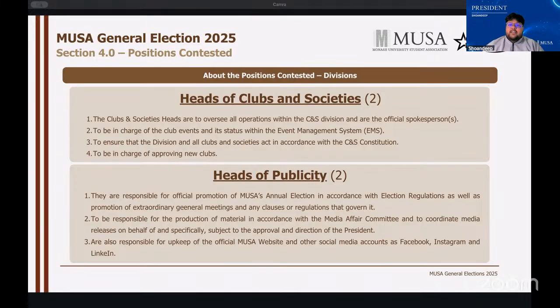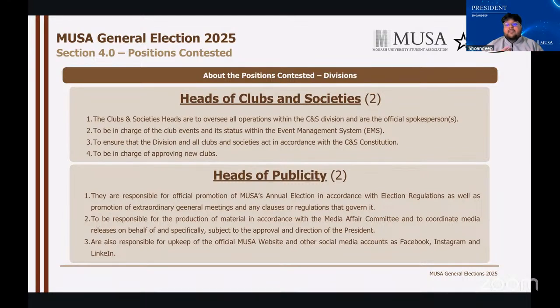If you had caught an eye, I mean, if you are looking at this, you definitely would have noticed it. They are there to make sure that this is publicized accordingly, as well as making sure everything is well documented to the students, and also maintaining our official MUSA websites. So all of this comes into play to make sure that students get the information that they require at appropriate timing as well.